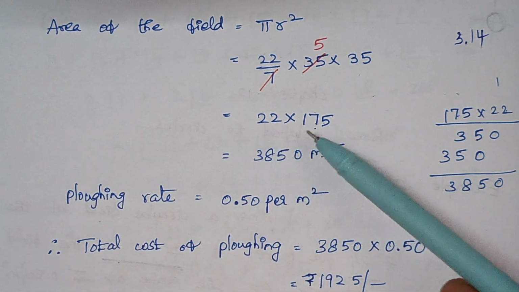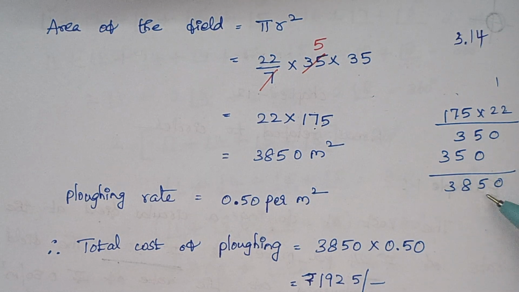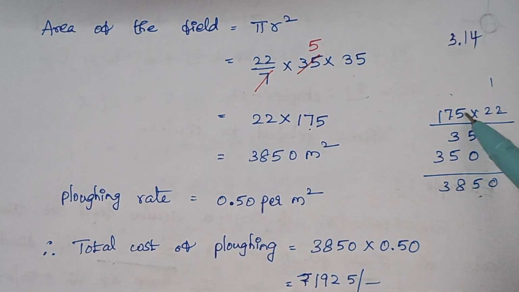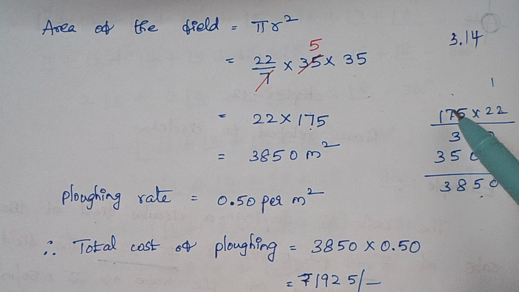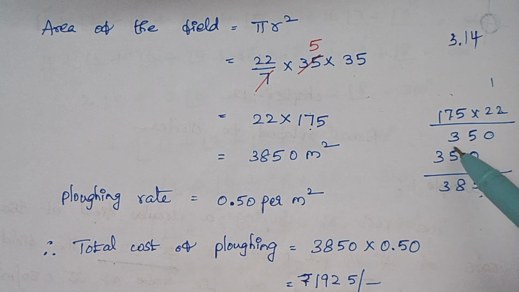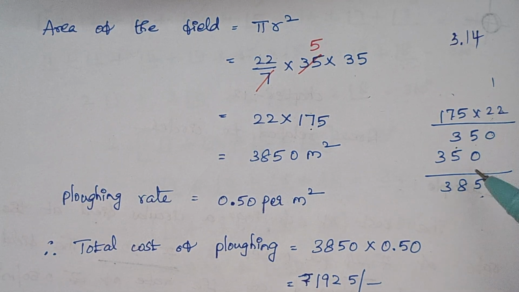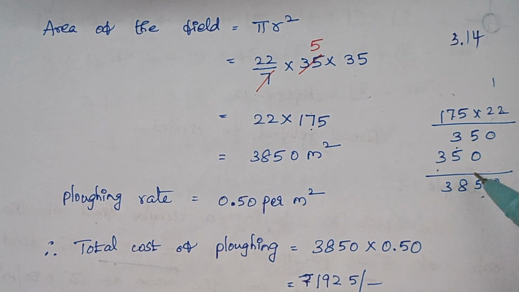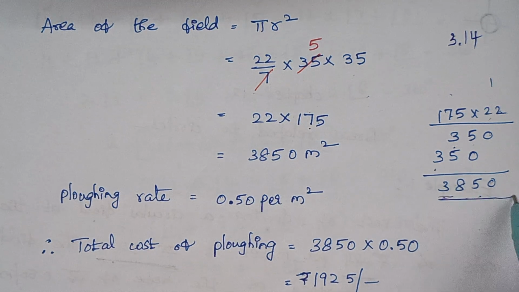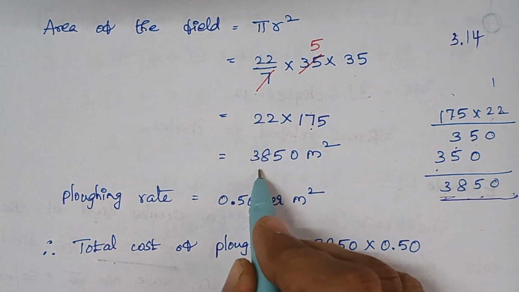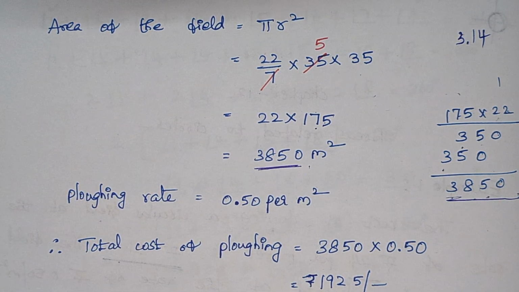Now 22 into 175. So here I am doing a calculation, right? So 5 2s are 10, 0, remainder 1 and 7 2s are 14. 14 plus 1 15. Again 5, remainder 1 and 1 2 is 2. 2 plus 1 3. Right. So similarly for this 2, here it is 350. So when you add, I am getting the value as 3850. Right. So this is the area of the given circular field.